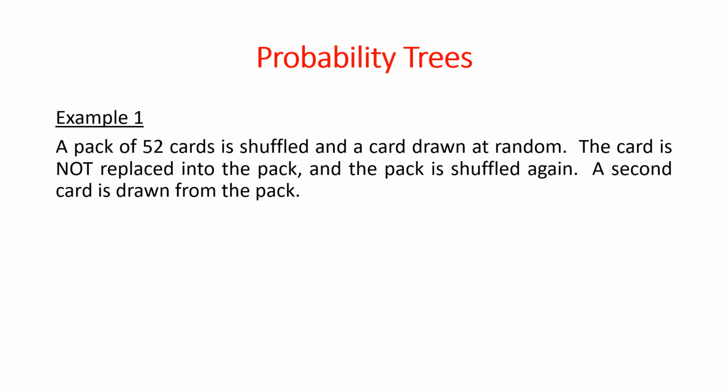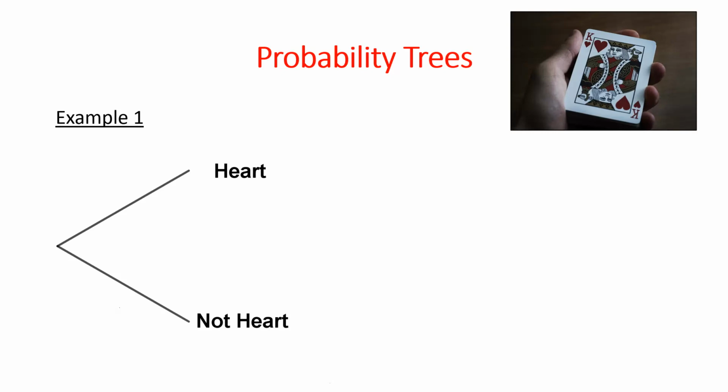Straight into our example. A pack of 52 cards is shuffled and a card is drawn at random. The card is not replaced into the pack and the pack is shuffled again. A second card is drawn from the pack. Right, we're going to demonstrate how to draw this into a probability tree.